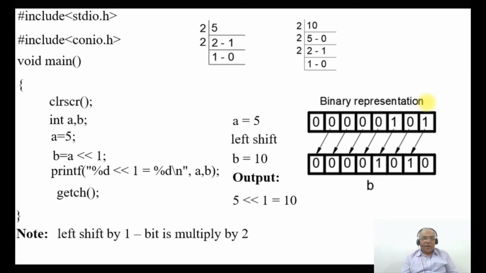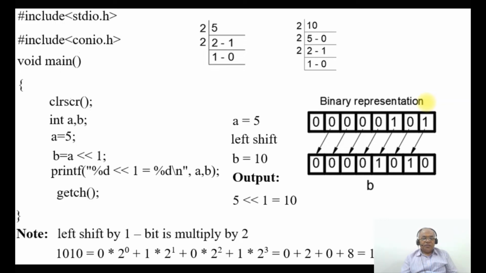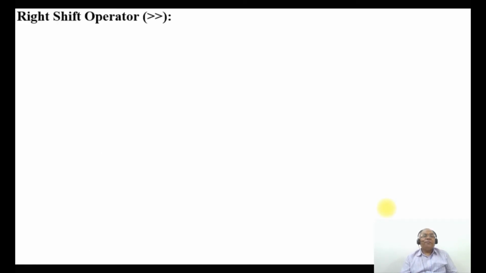So left shift by 1 bit is multiplication by 2. Therefore 1010 equals 0 into 2 to the power of 0, plus 1 into 2 to the power of 1, plus 0 into 2 to the power of 2, plus 1 into 2 to the power of 3. That is 0, plus 2, plus 0, plus 8, which equals 10. This is how the bitwise operator works.